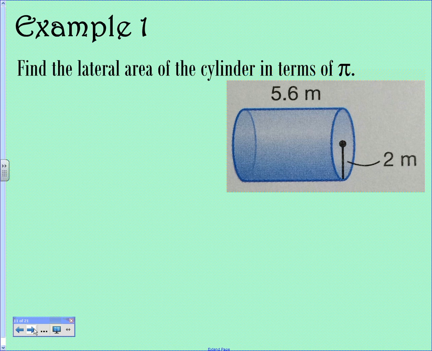Alright, so who wants to go write their answer? 22.4 pi? Why not around 70? Leave it in terms of pi. So should pi be in your answer? Yes, that means you don't plug in pi in your calculator. Meters squared, because it's area. Any other questions on this one? 22.4.